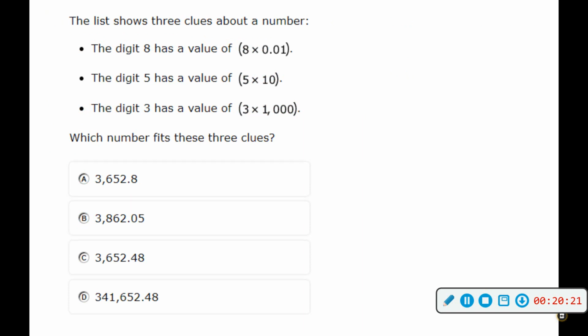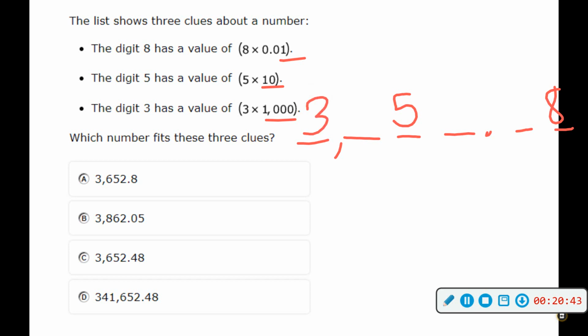The list shows 3 clues about a number. So here we go with the clues again. I can just say this is in the hundreds. I got a 10 and a thousands. So let's just start off with that. Put a decimal, and then go to the hundredths. I need an 8 in that hundreds, I need a 5 in this tens, and I need a 3 in the thousands. Whatever else these other spaces are occupying doesn't matter to me. I only care about those clues.